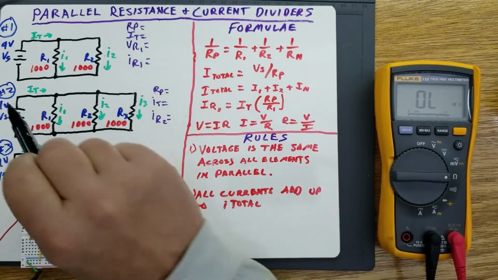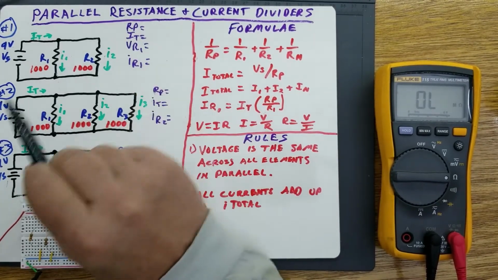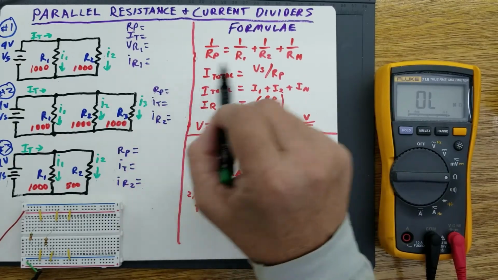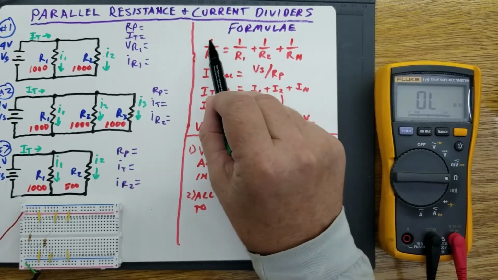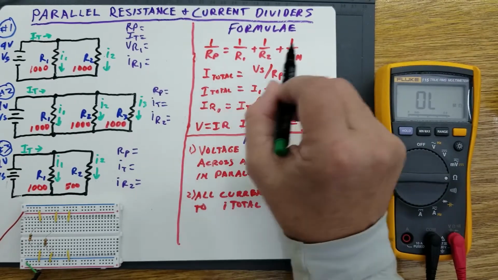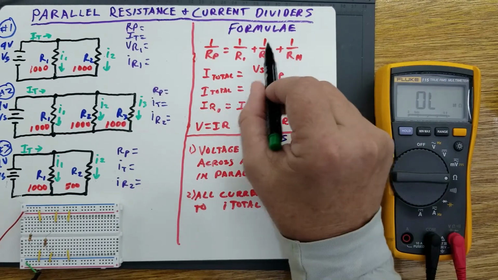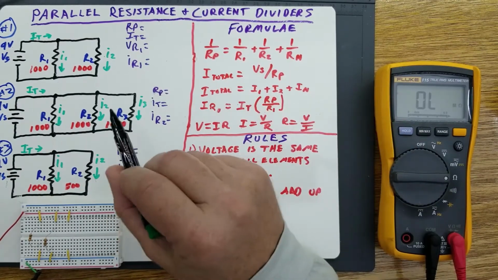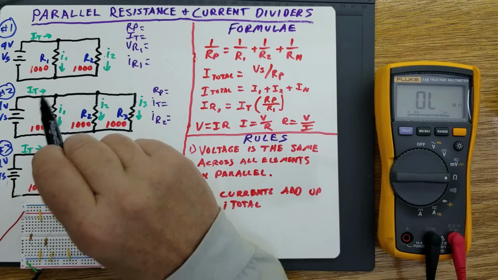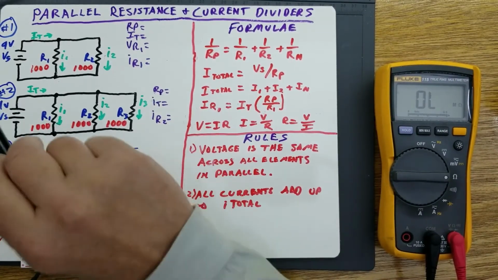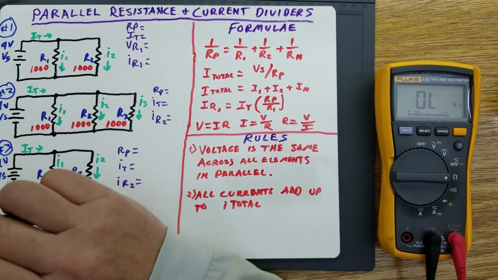The equivalent resistance of resistors in parallel is going to be, the reciprocal of that is going to be 1 over R1 plus 1 over R2 plus 1 over R however many other resistors you have in the circuit. So in order to find the equivalent resistance, you would just plug it into that formula, and that would yield your equivalent resistance.